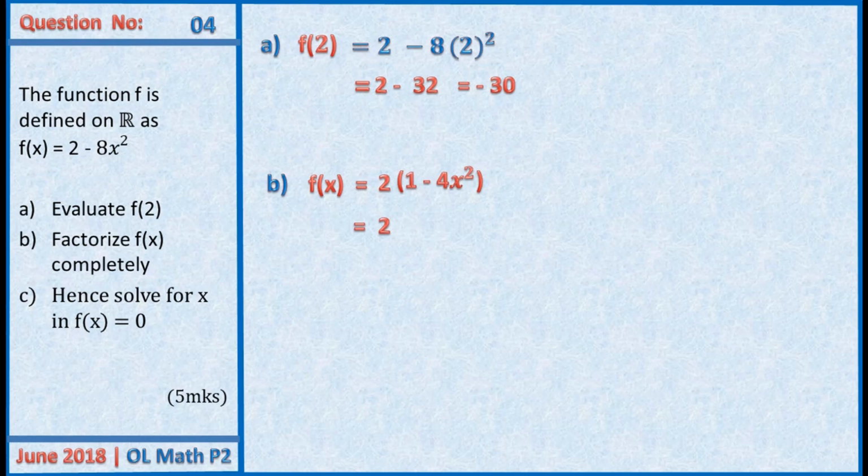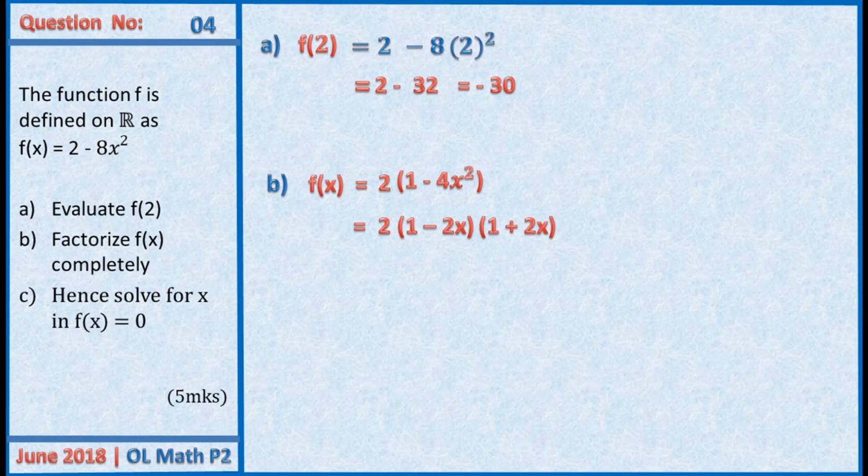And to factorize the difference of 2 squares, you just take the square root of the extremes, that's the square root of 1 and the square root of 4x squared, which are 1 and 2x. One should be positive and the other one should be negative. And that's the factorized form of f of x.